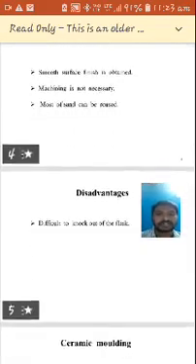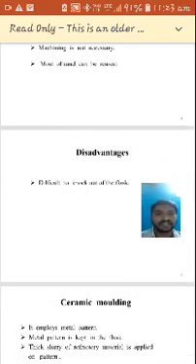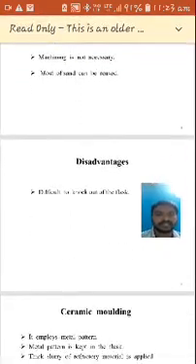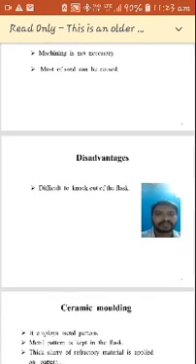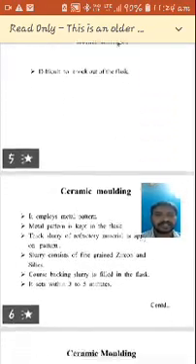Here we have a few disadvantages. It is difficult to knock out of the flask. Why? Because it is a cement bonded material, and we are using Portland cement, so the mold becomes stronger. After making the casting, if you want to break that mold, it is difficult to break it. So that is a disadvantage.